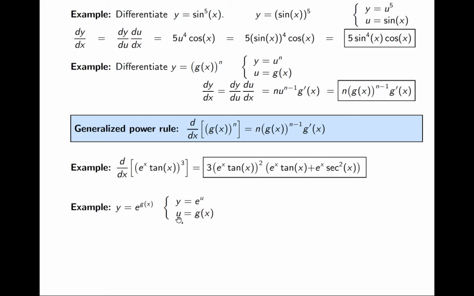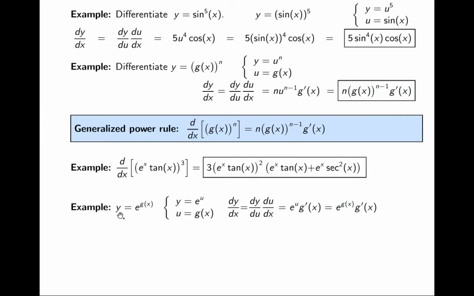So we've broken that up into two pieces. And to find the derivative, we use the chain rule, version 2. The derivative dy dx equals dy du times du dx. And dy du is the derivative of y equals e to the u, which is e to the u. And du dx is the derivative of u equals g of x. So that's g prime of x. Almost done. This u here is equal to g of x. So we get e to the power of g of x times g prime of x.